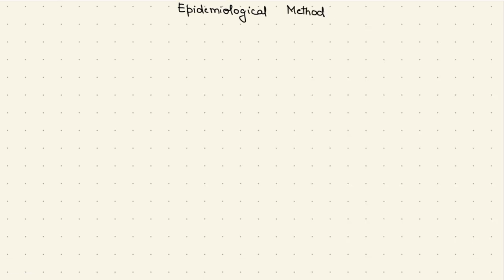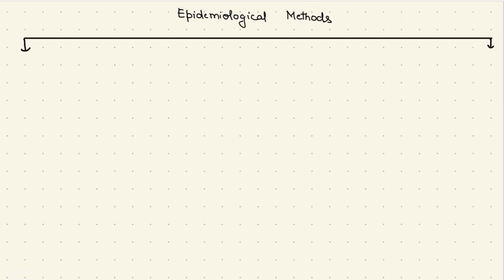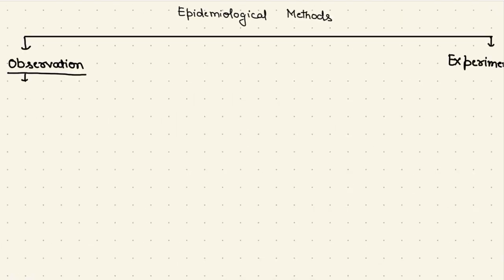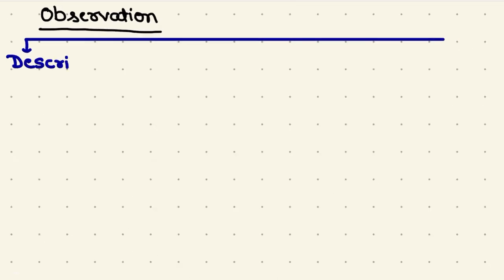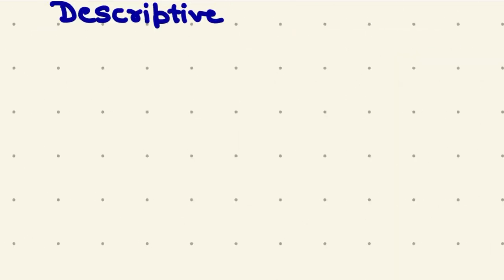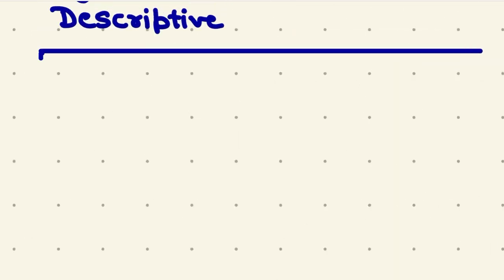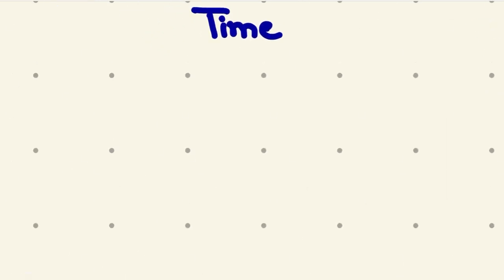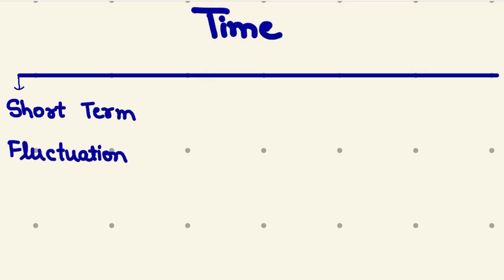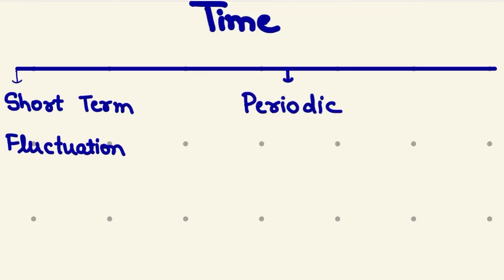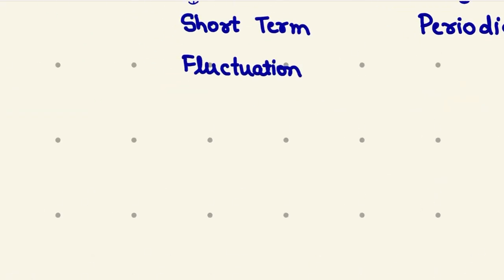There are various methods through which we can study the epidemiology of a disease. The first method is observational and the second is experimental. Observational में we allow nature to take its own course. Observational के types हमारे पास descriptive and analytic. Descriptive में we describe time, place and person. In time variation there can be short-term fluctuations, periodic fluctuations and long-term fluctuations.